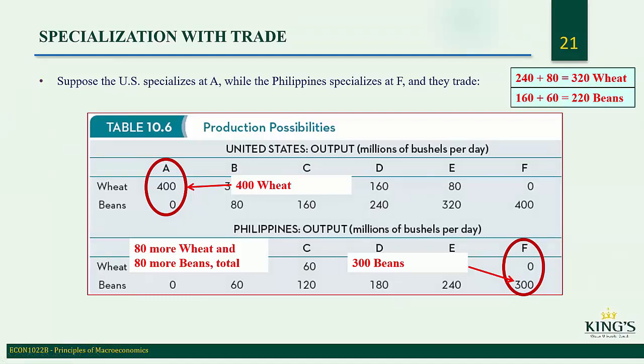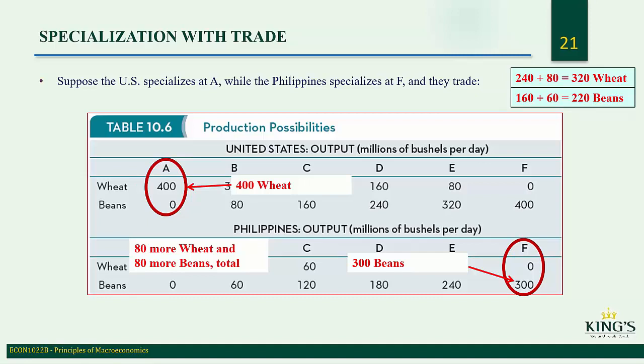So the United States could just say, okay, we're not going to make any beans. We're going to put all those resources into wheat, and they'd be able to get 400. And then the other country, the Philippines, isn't going to bother making any wheat. They're just going to produce beans, and they would produce 300 million bushels. So you see that 400 minus 320 gives you 80 million bushels more wheat. And if we look at beans, 300 minus 220, the gain from beans would also be 80 million. So clearly there'd be a bigger economic pie here if they were to specialize.